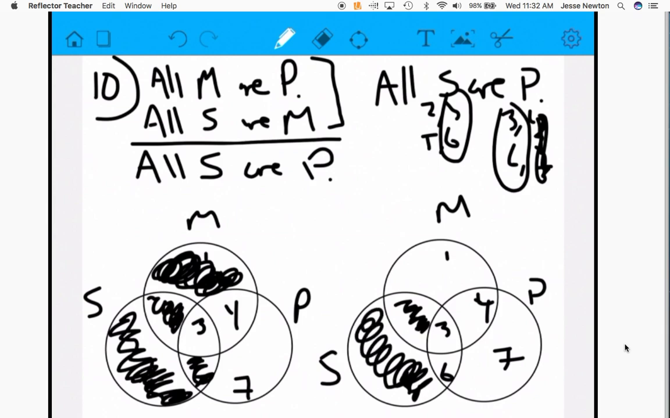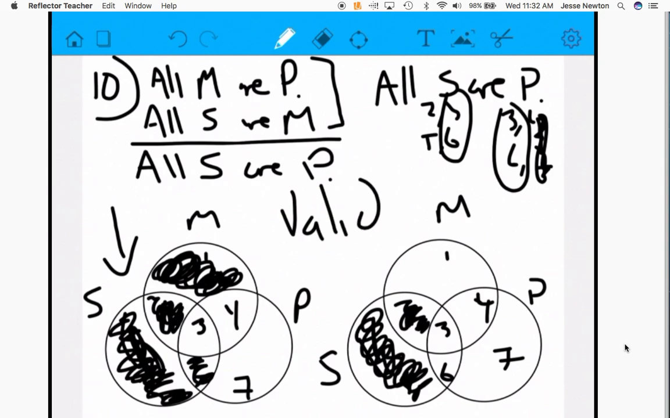Now, when we're dealing with an argument that has a universal conclusion, notice that whatever we shade in the diagram of the conclusion, whatever regions we shade in must be shaded in over here. So here we shaded in region 2 and region 5. Are those regions shaded in over here? Yes, it's shaded in 2, and yes, it's shaded in 5. And for that reason, this argument is indeed valid. Now we can always shade in more in the combined diagram, but we can never shade in less. So this argument is indeed valid.